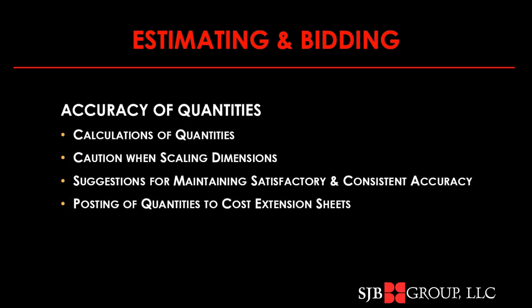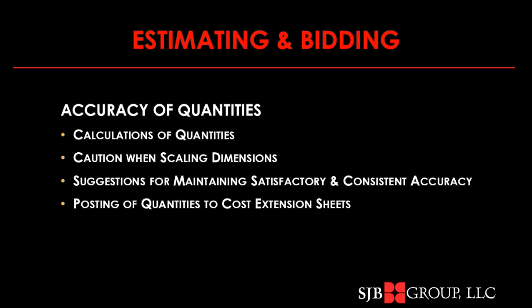On the accuracy of quantities, we need to use consistent methods to calculate our quantities. I'll provide a caution against scaling dimensions when there are other ways to determine the size. I'll provide some suggestions for maintaining satisfactory and consistent accuracy. And then we'll have a discussion of posting the quantities to the cost extension sheets.